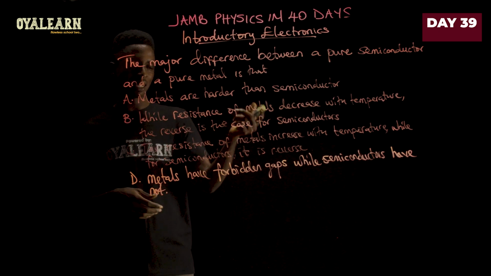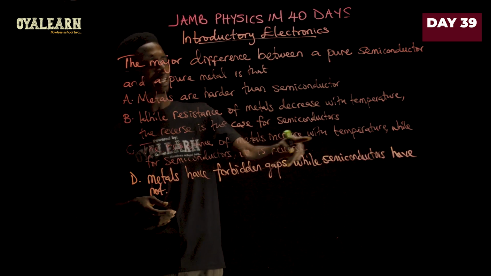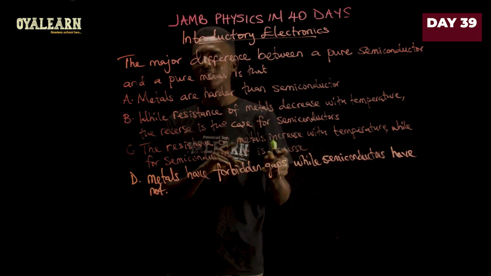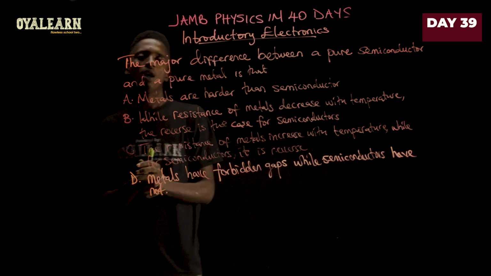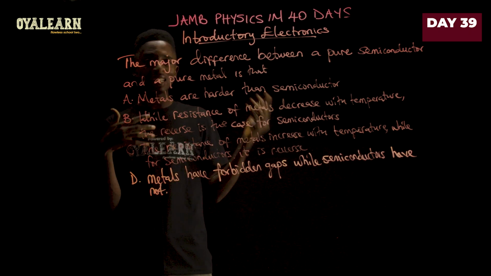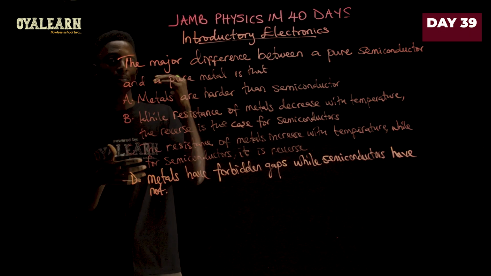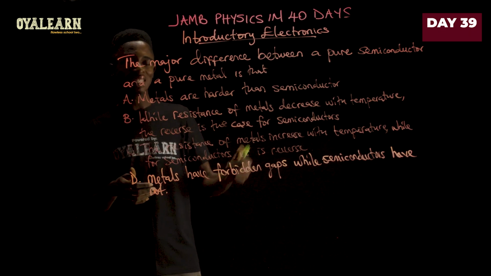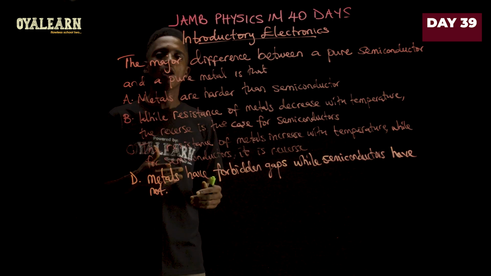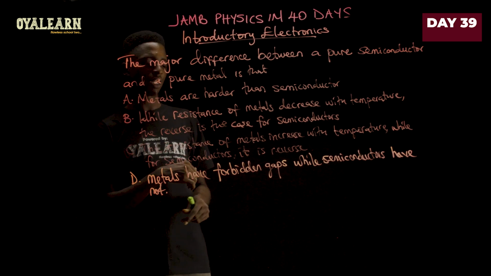So it means this statement is false. Now, option C says the resistance of metals increases with temperature, which is true. While for semiconductors, it is the reverse, which is also true. Because when you increase the temperature in semiconductors, the electrons move off and it gives room for more charge carriers in terms of holes, which means that it can then conduct better. That is, the resistance is reducing while the conductivity increases.